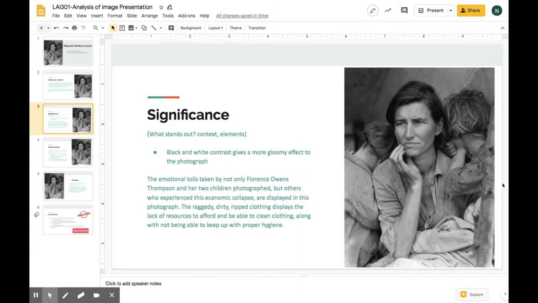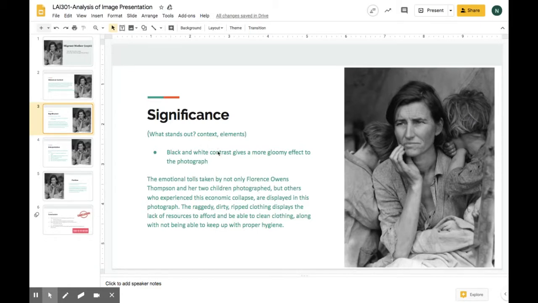As you can see, the black and white contrast also shows more of the dirt on their bodies and dirt and rips on their clothing. If you look closely, you can see it on the sleeves, their messy hair, and dirt on their arms and faces.